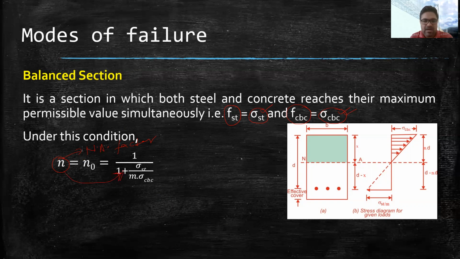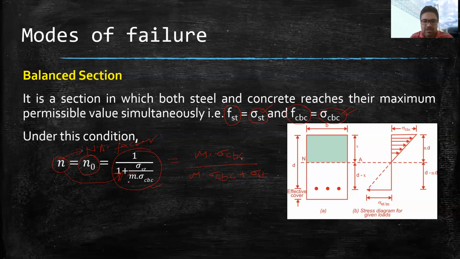We have seen how we get this value. So n is equal to 1 by 1 plus sigma st by m sigma cbc, or we can rearrange this as m into sigma cbc upon m into sigma cbc plus sigma st. We can rearrange this also, but for the time being we will use this part only. Here it says that under the condition of balanced section, we call n as n naught. So whenever we use n naught, we are talking in terms of balanced section. In case of balanced section, n will be equivalent to n naught, and its value will be 1 by 1 plus sigma st upon m into sigma cbc.